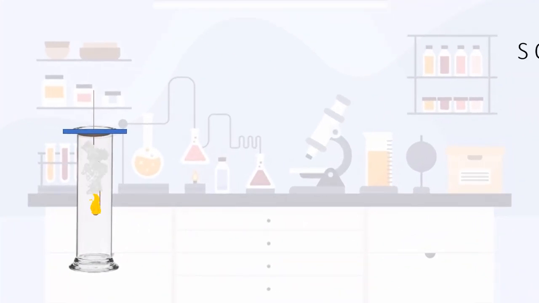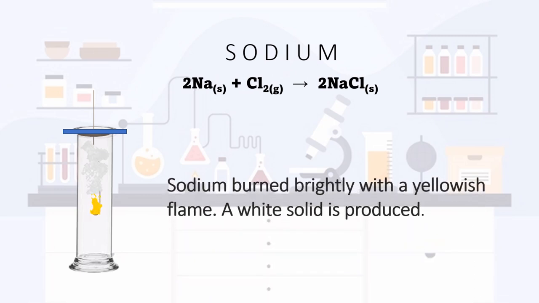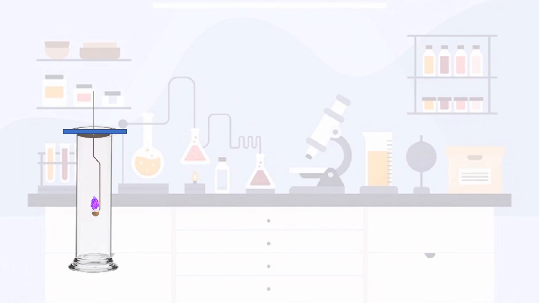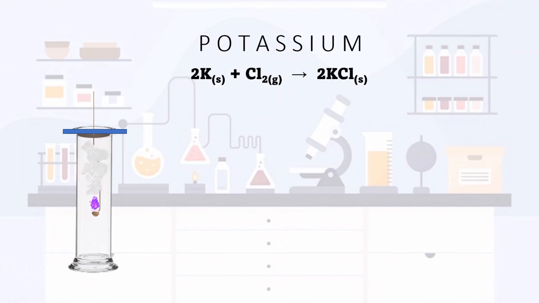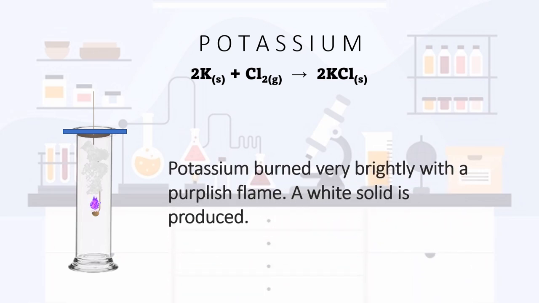When sodium reacts with chlorine gas, it will produce the salt sodium chloride. Sodium burns brightly with a yellowish flame and a white solid is produced. When potassium reacts with chlorine gas, it will produce the salt potassium chloride. Potassium burns very brightly with a purplish flame. A white solid is produced.